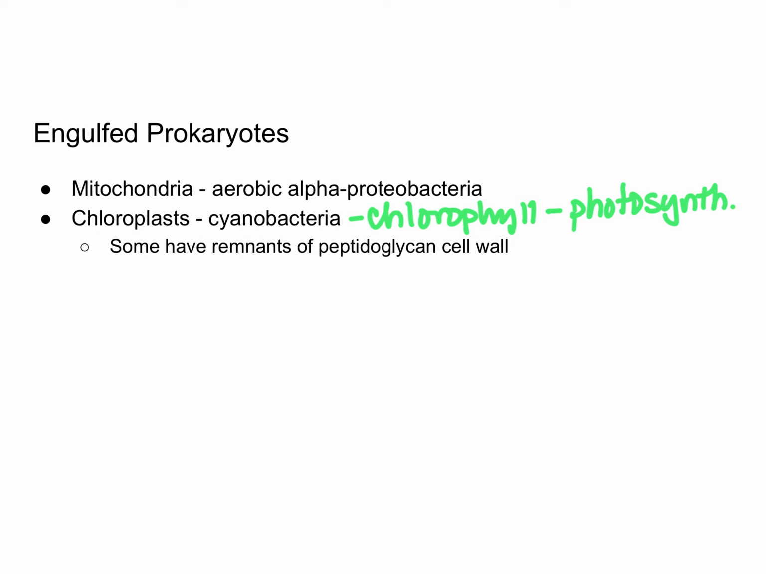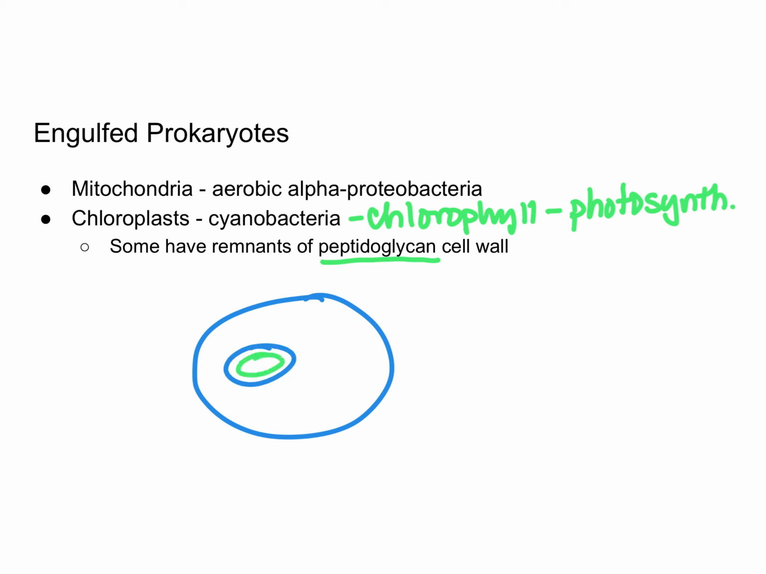Also remember that all bacteria have a cell wall, and the cell wall has a molecule known as peptidoglycan. And some chloroplasts actually have remnants of this cell wall. So if you have the eukaryotic cell's outer membrane and the inner membrane, there might also be remnants of this peptidoglycan cell wall visible in some chloroplasts.